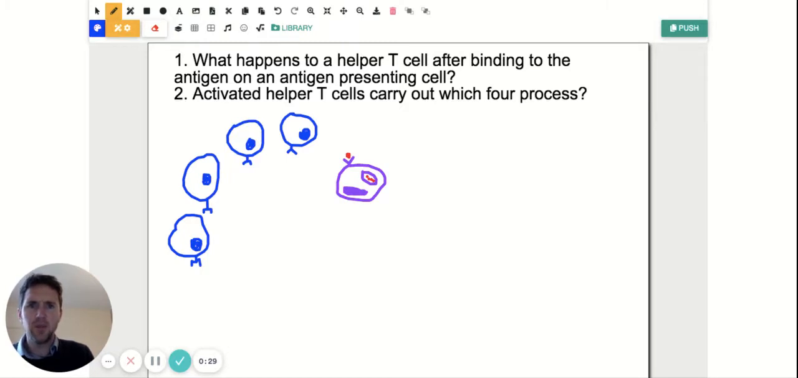Okay, so what happens to a helper T cell after binding to the antigen on a presenting cell? Well, I just want to take a step back. In the last video, we talked about what happens with an antigen presenting cell. I'm showing you an antigen presenting cell here. It's a phagocyte that's engulfed a pathogen by phagocytosis. It's hydrolyzed that pathogen. Lysosomes have fused with the phagosome to release enzymes that have allowed it to hydrolyze and destroy the pathogen. And then it's presented some antigen on its surface, making it an antigen presenting cell.